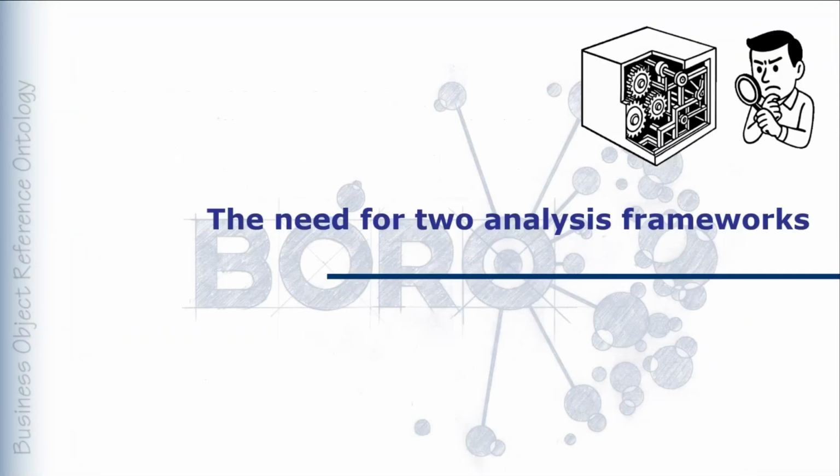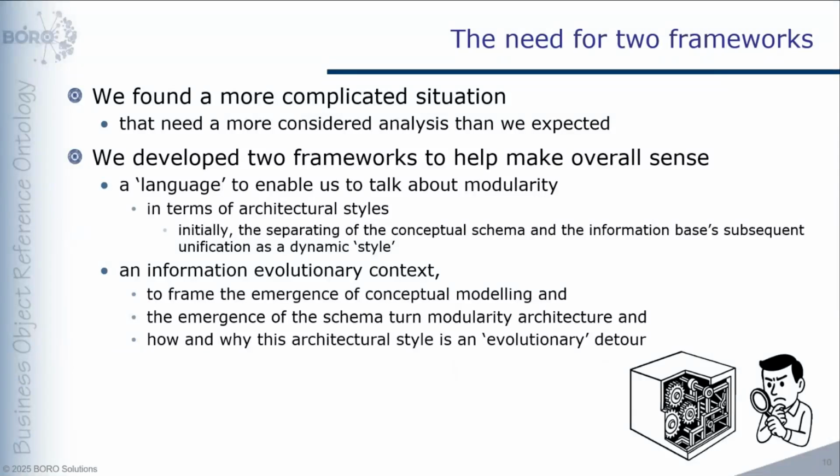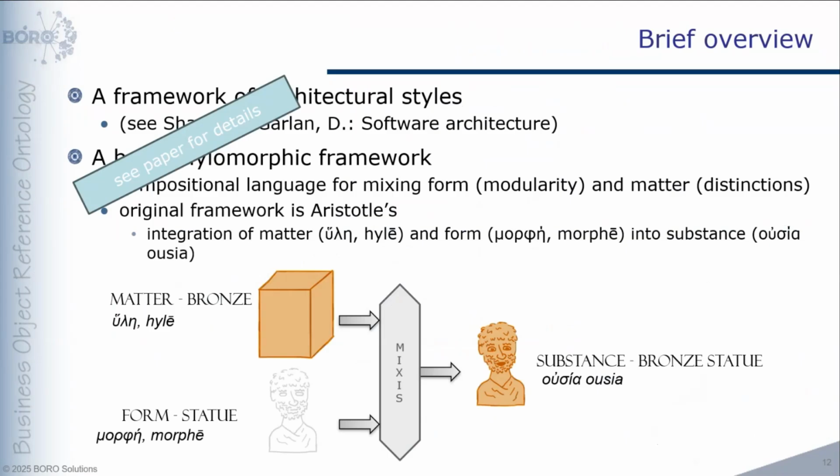So these are the two analysis frameworks, and I'll zoom through. The first is the language to enable us to talk about modularity, and we do it in terms of architectural styles. And we suggest that the schema turn is an instance of a choice of architectural style, which is separating the base from the schema. Then we do an information evolutionary context, which is trying to understand what drove the schema turn to turn up, and we're going to argue that because the context changes, there are no longer the pressures for making a turn.